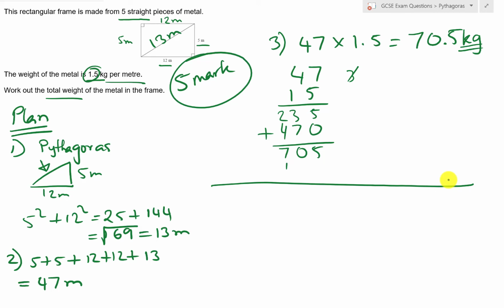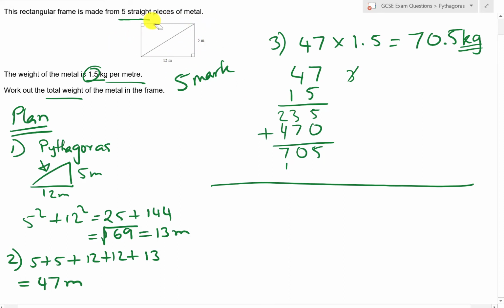Okay, so if you go back to the original question, the diagram, it says the rectangle frame is made from 5 straight pieces of metal. All these lines, all these metal pieces are straight. Okay, and it says the weight of the metal is 1.5 kilograms per meter. Work out the total weight.